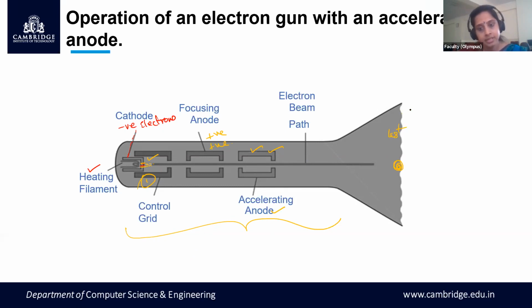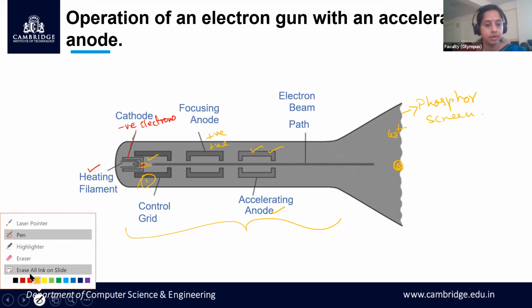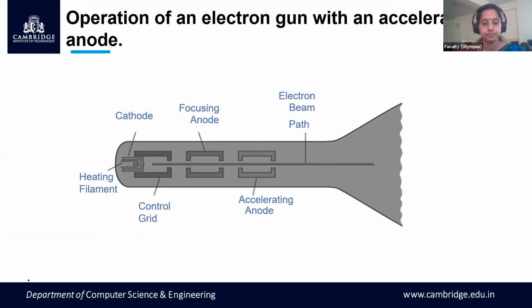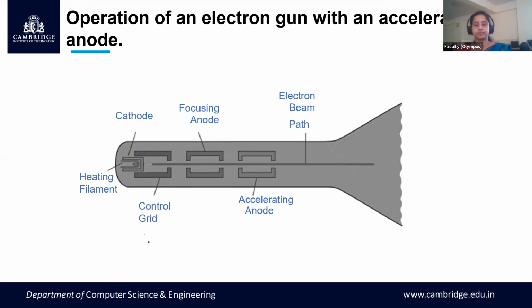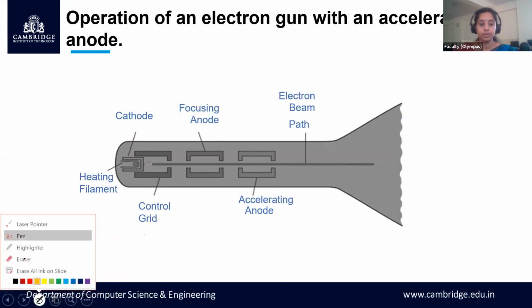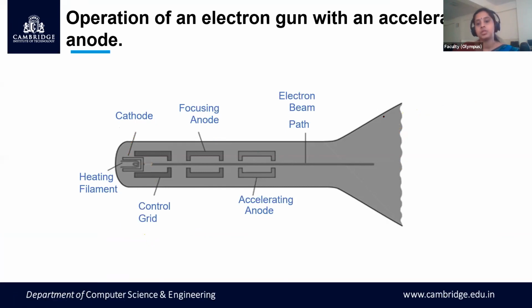And as usual, we have a phosphor coated screen. Okay, so now this much is clear. Now let's talk a little bit about the phosphor coated screen. So what happens with the phosphor coated screen?